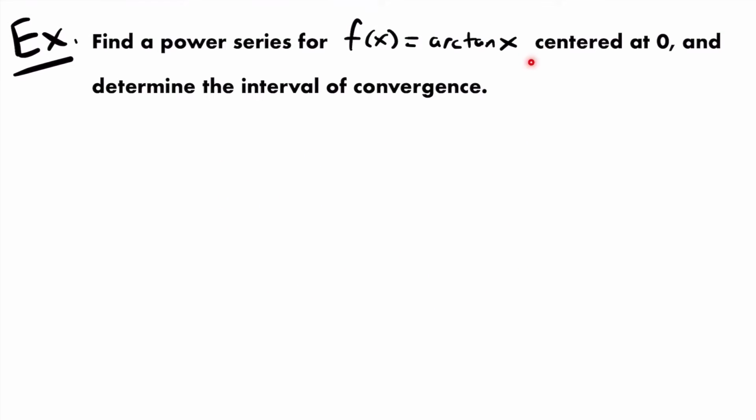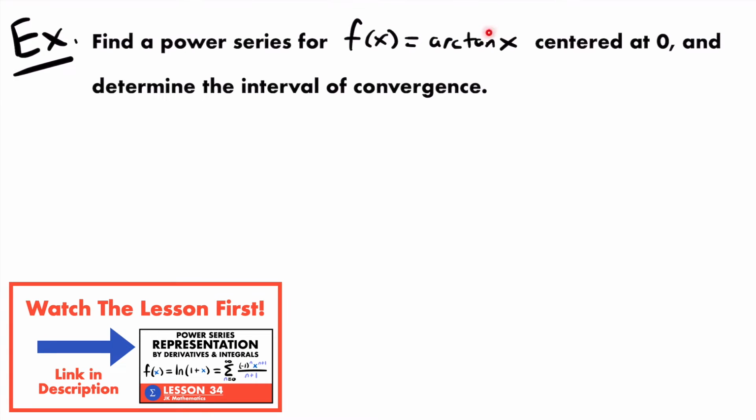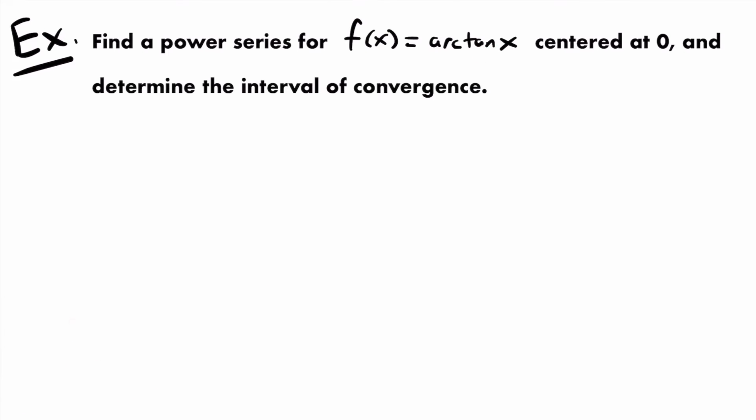All right, so here's our first example. We want to find a power series for f of x is equal to arctangent of x centered at 0, and then we want to determine the interval of convergence for that power series. All right, so this function that we're given, arctangent of x, it doesn't look like a function that we can easily express as a power series, right?